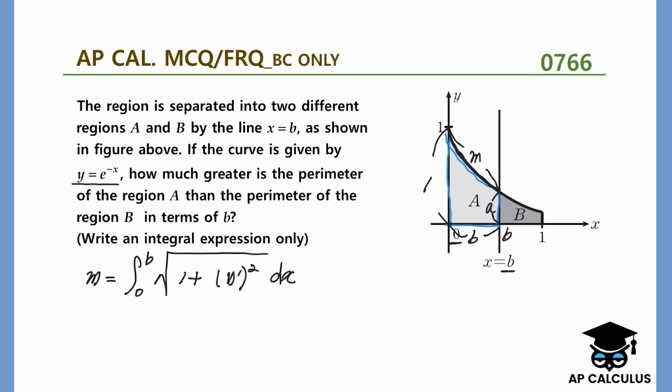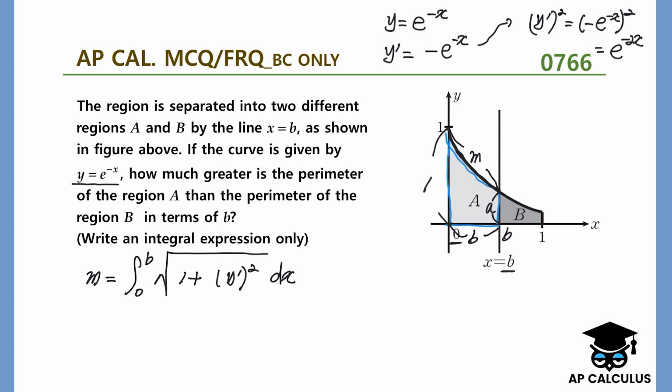Here we have y equals e to the negative x. y prime is equal to minus e to the negative x, right? Then what is y prime squared? That's going to be negative e to the negative x, squared. So that's going to be e to the negative 2x. So m is equal to the integral of the square root of 1 plus e to the negative 2x dx.